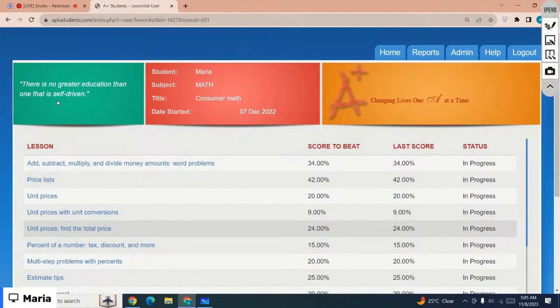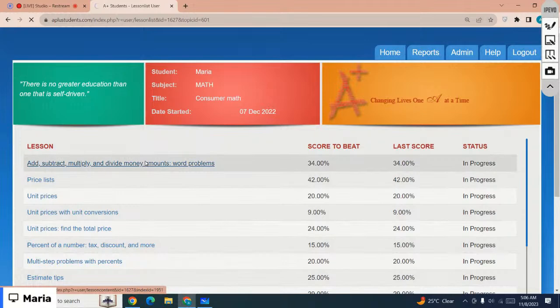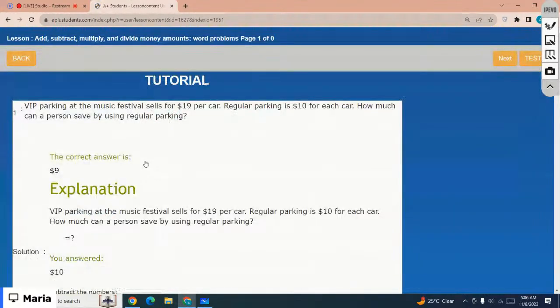Okay, here I am on grade 7 math. The chapter is consumer math, and the lesson is add, subtract, multiply, and divide money amounts. Okay, so let's just start with the first example. VIP parking at the music festival sells for $19 per car. Regular parking is $10 for each car. How much can a person save by using regular parking?